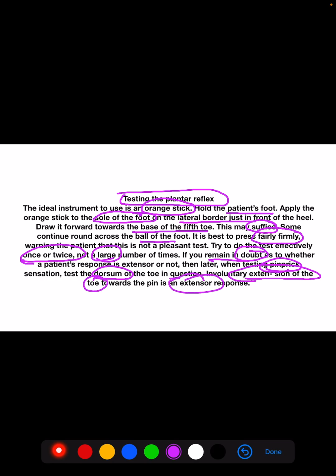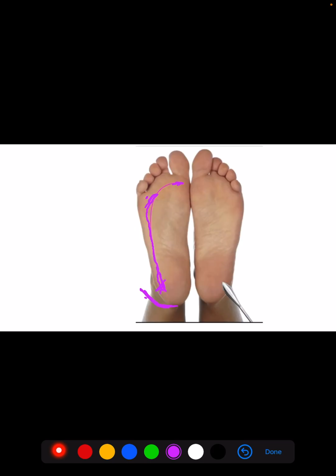So if there is upper motor neuron involvement and you have some doubt regarding the plantar reflex, while doing pinprick on the dorsum, there will be an extensor response. So that's all about a few important tests in a CNS examination, and thank you.